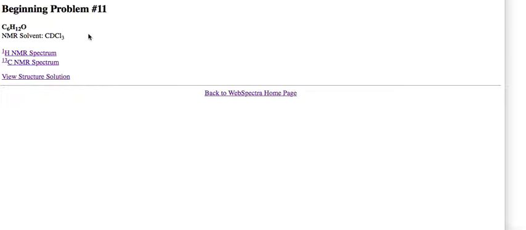The oxygen can be doing several things. It can be an alcohol, it can be an ether between two carbons, or it can be part of a carbonyl group, which is a C double bond O. And if it's part of the carbonyl group, then that's the degree of unsaturation. If it's not part of the carbonyl group, then the double bond is part of the other part of the molecule. Now we have both the C13 NMR and an H NMR spectrum here. I'm going to just work with the H NMR spectrum, so let's go click on that and take a peek.